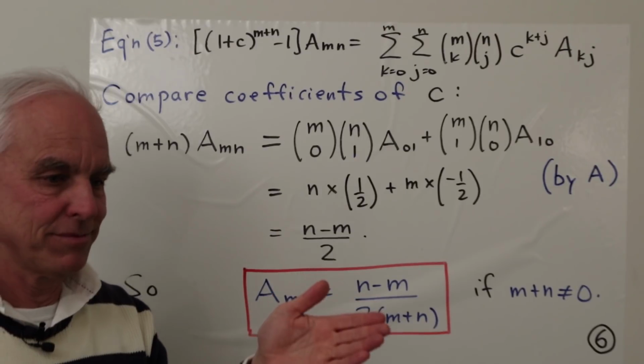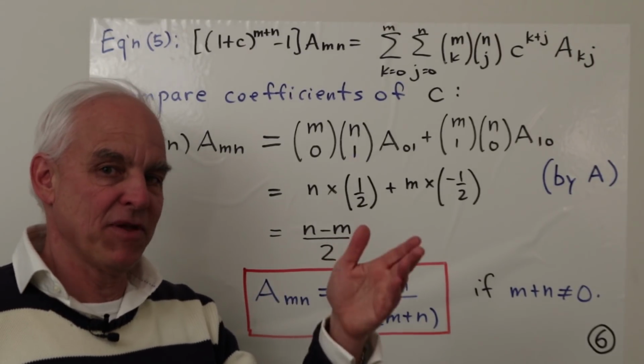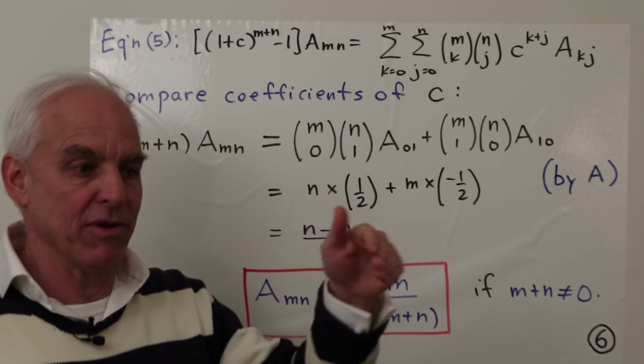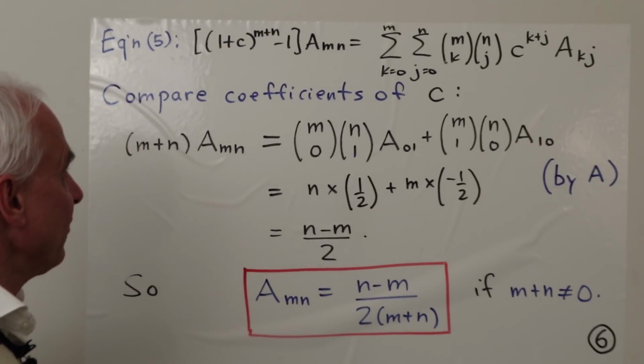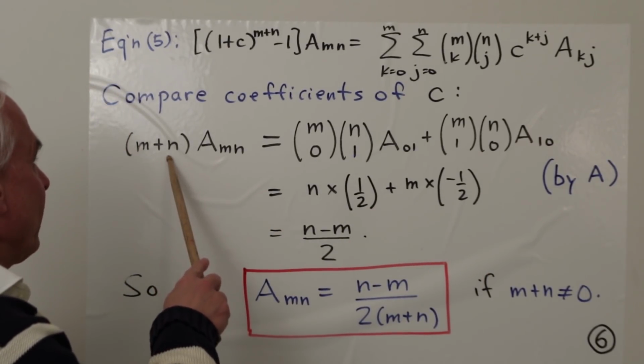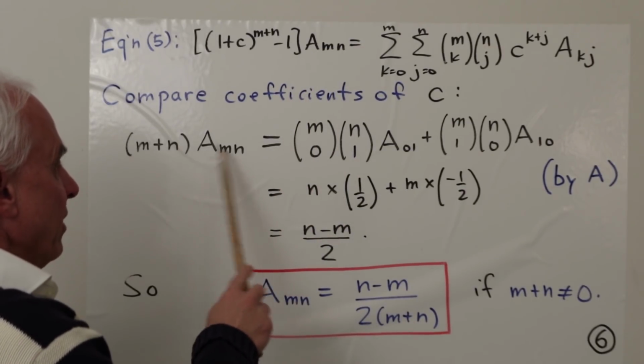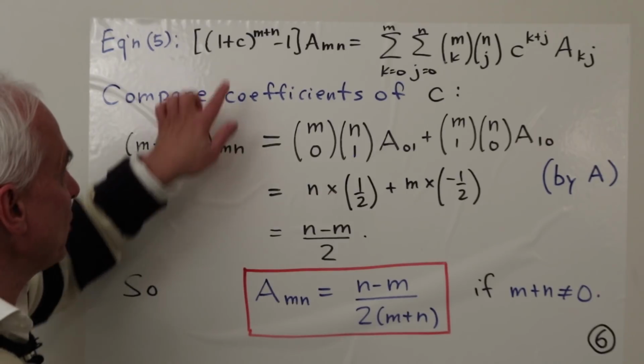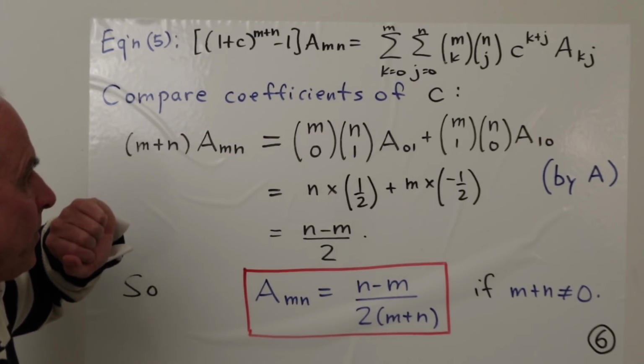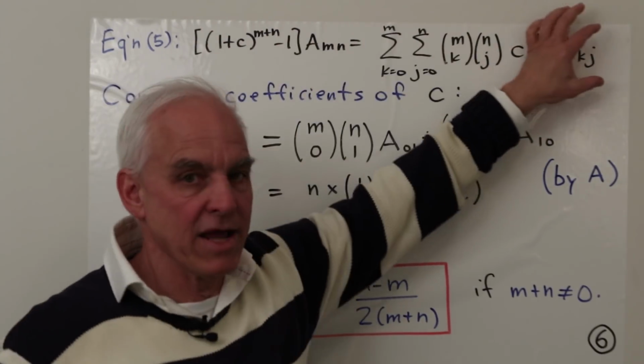Like when you take 1 plus c to the 5th, it'll be 1 plus 5c plus other stuff. The coefficient of c is 5. Here the coefficient of c is m plus n. And there will also be this constant, a sub mn, multiplying. So that's the total coefficient of c on the left-hand side. What about on the right-hand side?